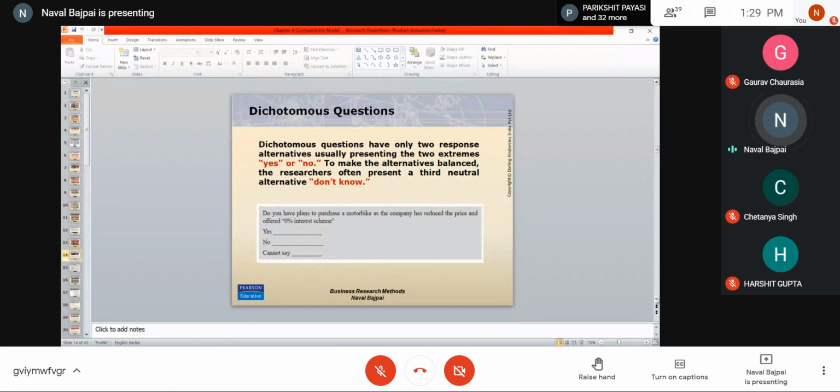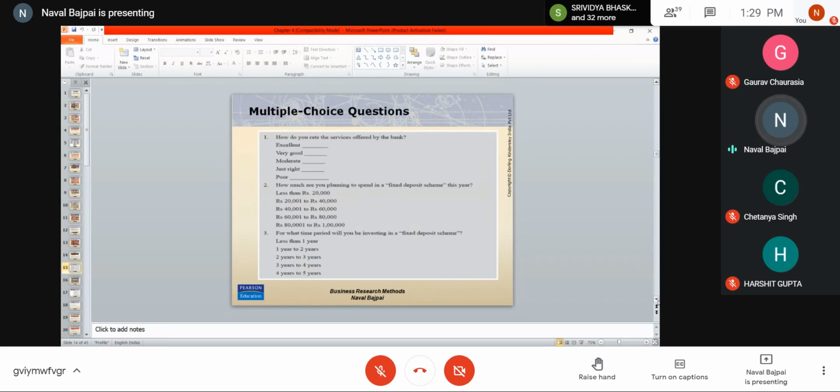Now, when we ask questions, we may have the questions in terms of yes and no. Yes and no may not be the good way of asking. We are supposed to present a reasonable neutral option, so we are asking can't say. Can't say is also an option. These are the examples of multiple choice questions.